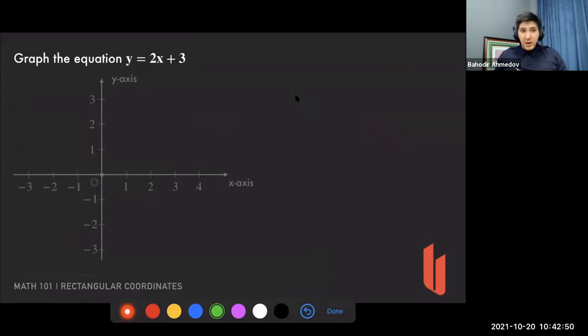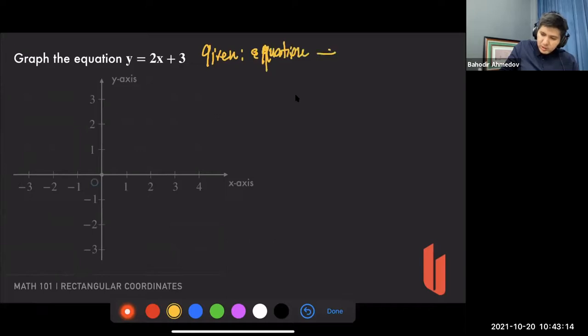Let's discuss the concept of the line. We're going to discuss the line from many different perspectives. One of the perspectives which we're going to discuss is how to sketch the graph of the line if you're given an equation.